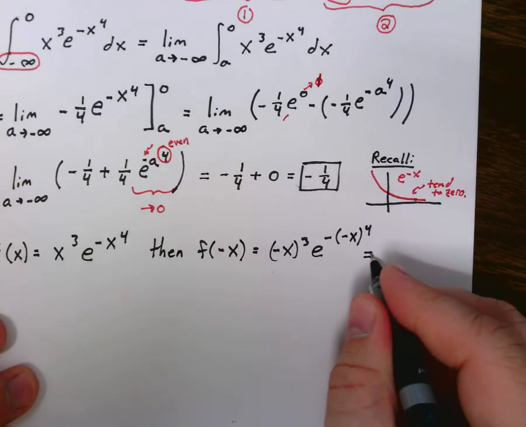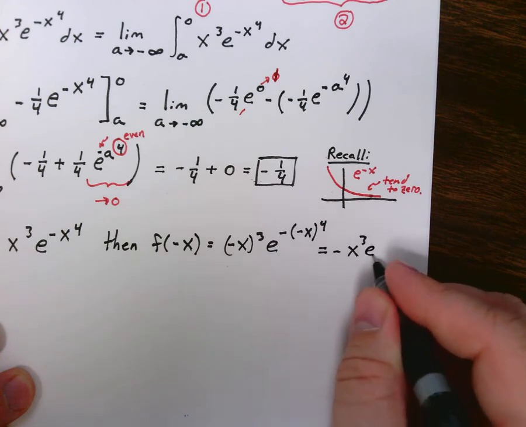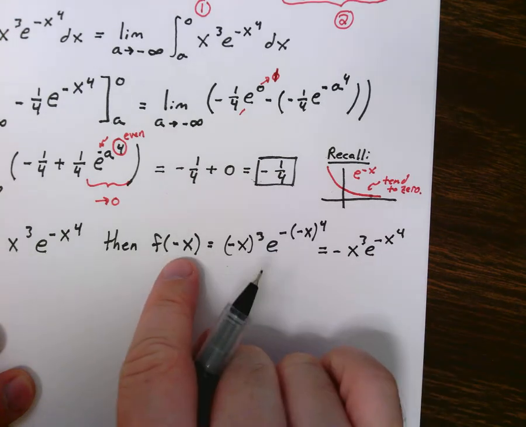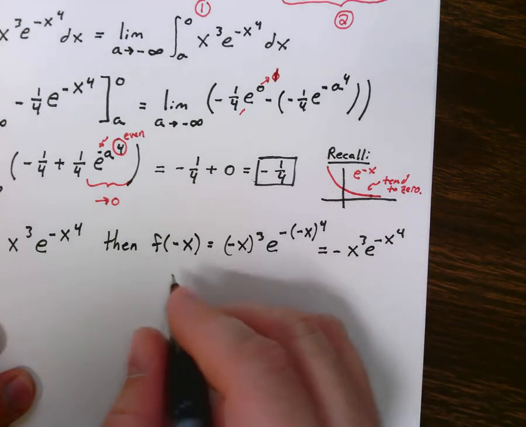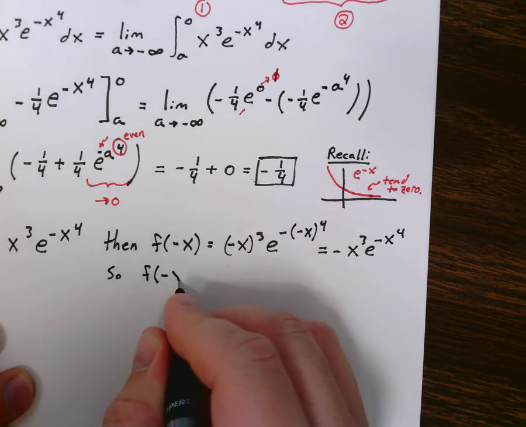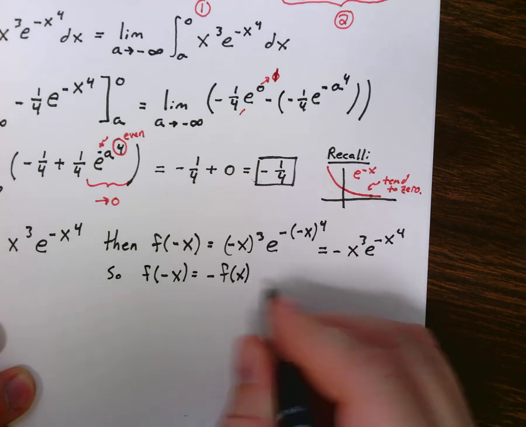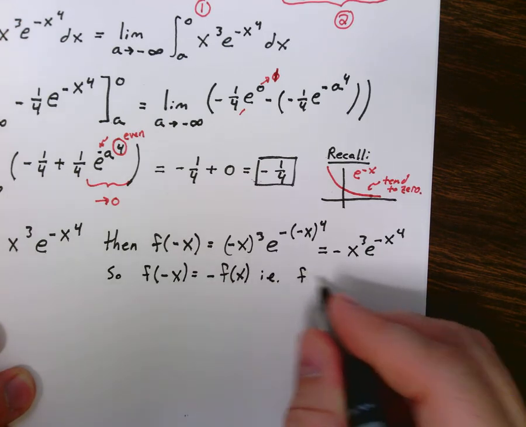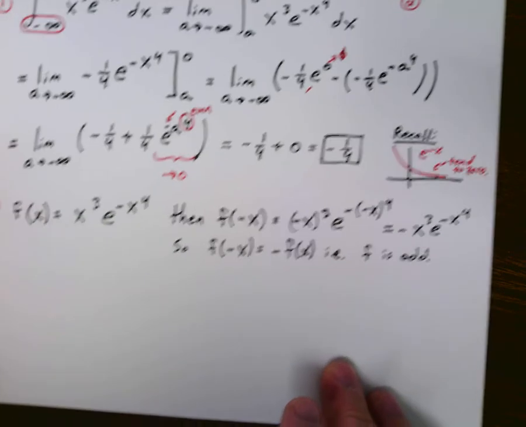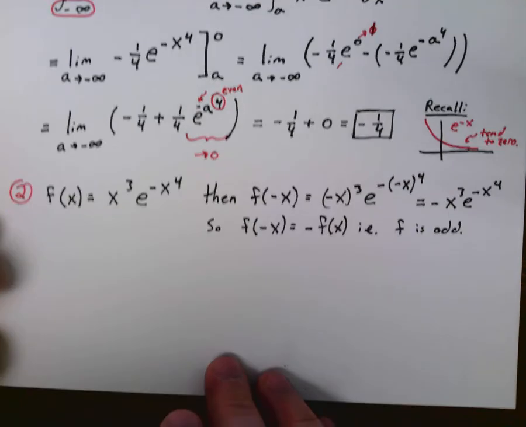That simplifies down nicely to just negative x cubed e to the negative x to the fourth. So the only difference in f of negative x is just the minus sign. So what we see is that f of negative x is really just equal to negative f of x, i.e. f is odd. Now the reason why this makes life a lot easier is because we don't actually have to do the integral anymore. We can just see what happens.